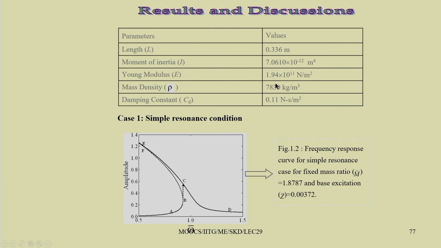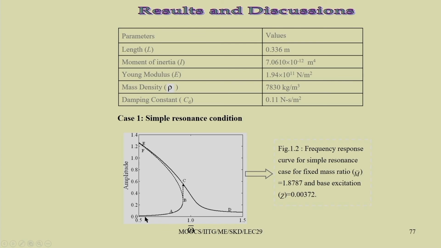So, the Young's modulus is taken to be 1.94 into 10 to the power 11 Newton per meter square, mass density equal to 7830 kg per meter cube, and this damping constant C D is taken equal to 0.11 Newton second per meter square. So, you can see a typical frequency response plot in case of the simple resonance condition. Here there is no trivial state. Trivial state is not there. So, we have all the points in the non-trivial state.